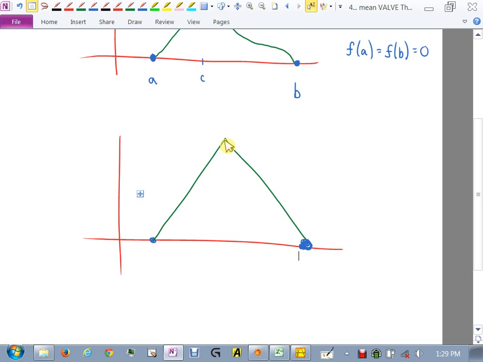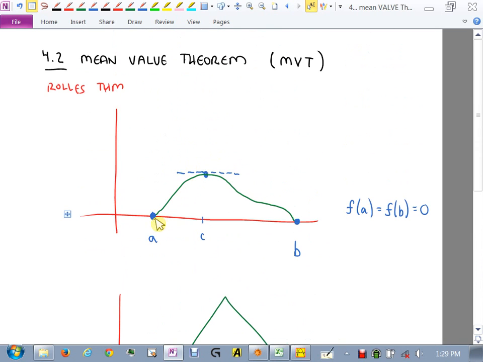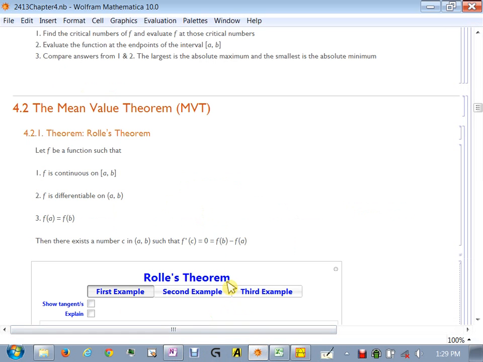So what if I tell you not only does the function connect these 2 points together, you can't pick up your pencil, but you can't have a corner, or cusp, or a jump. Well, a jump would make it discontinuous anyway, but then is there any way to do it without having that slope be 0 somewhere? Rolle's theorem says you have to have that happen. Somewhere the derivative has to be 0. So let's look at the theorem.